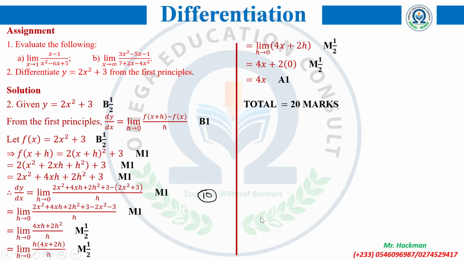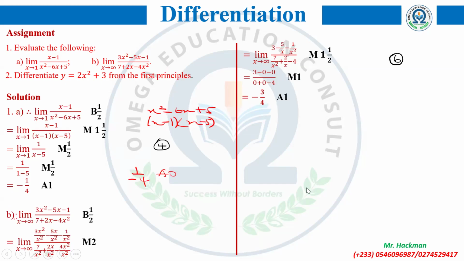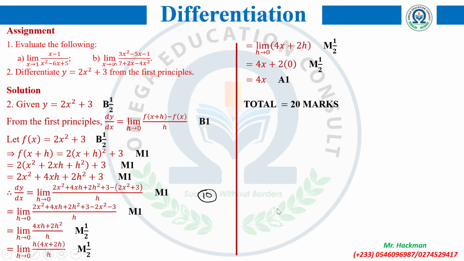Now, quickly, let's go and look at this one too. I think the total marks for question 1B is 6, so the whole of question 1 will be 10 marks. So now let's look at question 2. Question 2, what are we supposed to find? We are supposed to differentiate y, which is equal to 2x squared plus 3, from the first principle.